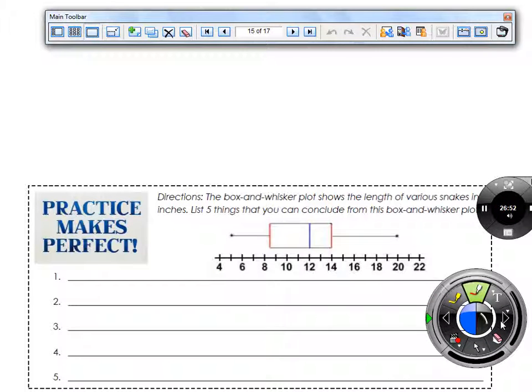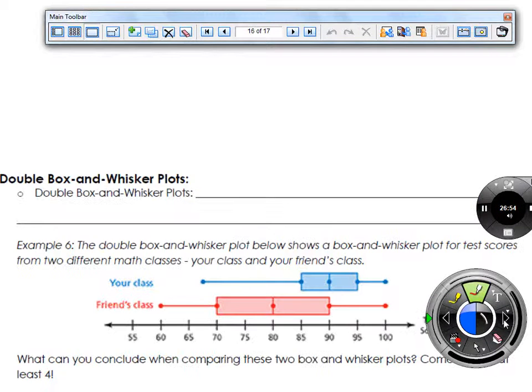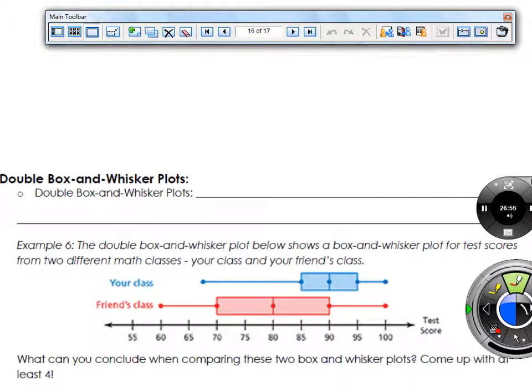All right, we'll come back to this. All right. So this is a double box and whisker plot. Okay? So the purpose of having a double box and whisker plot would be, what if you don't just want to make conclusions about one thing, but you want to compare two things together to see?